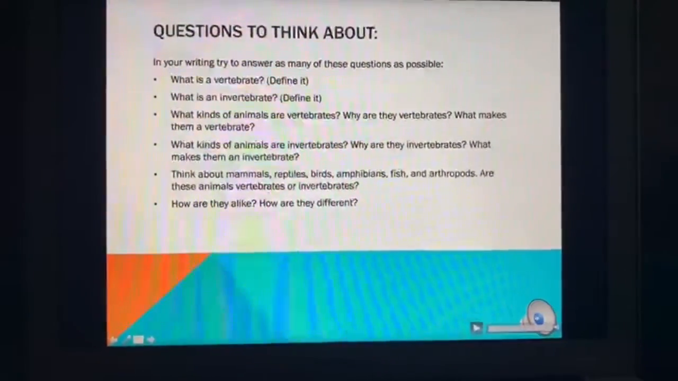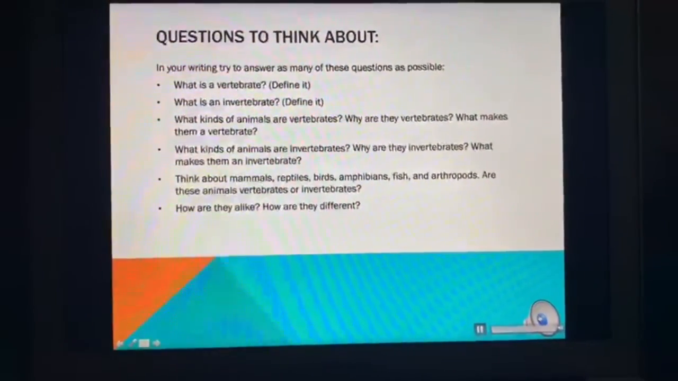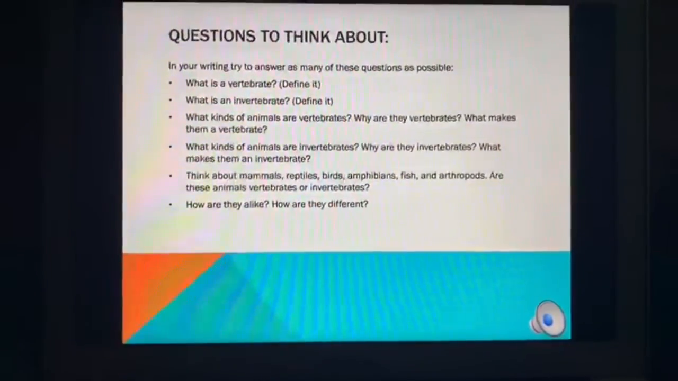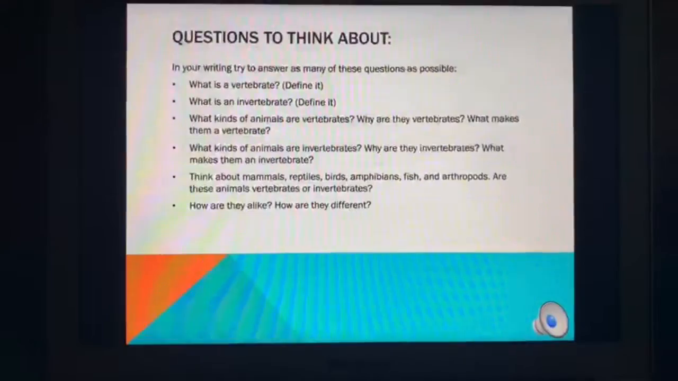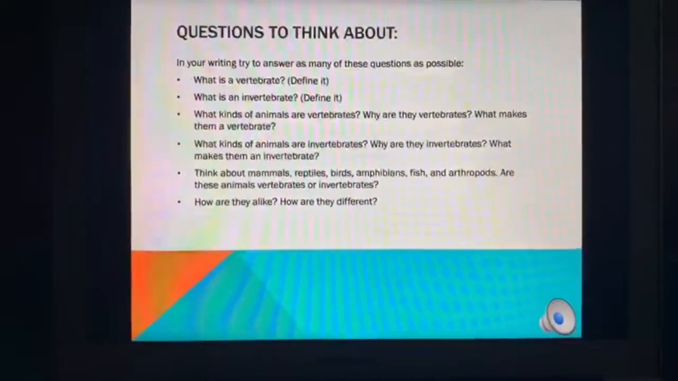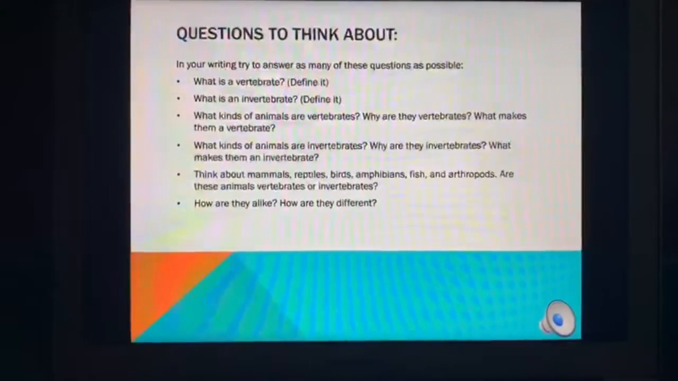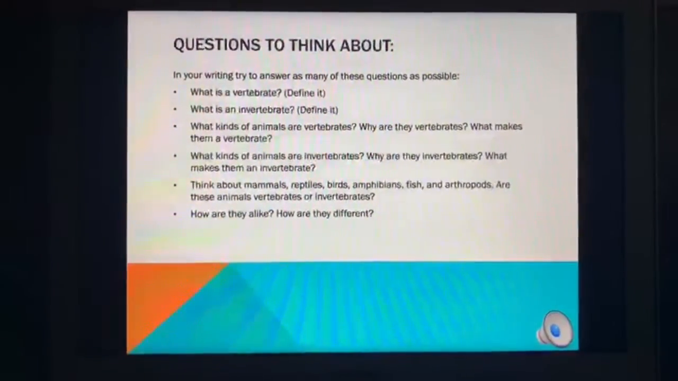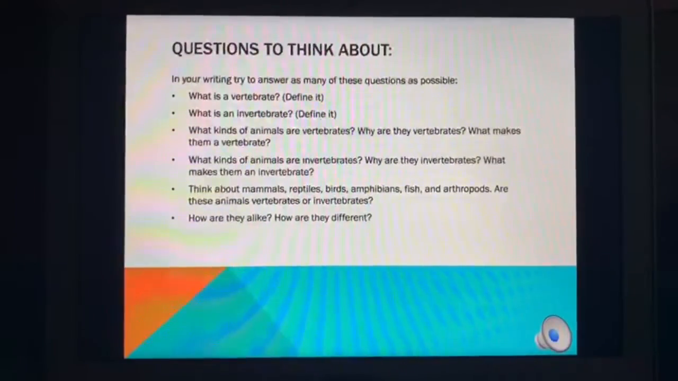Before you start your paper, you should brainstorm. I've added a couple questions so that you can think about them and try to answer them in your writing. In your writing, you're going to try to answer as many of these questions as possible. What is a vertebrate? Define it. What is an invertebrate? Define it. What kinds of animals are vertebrates?